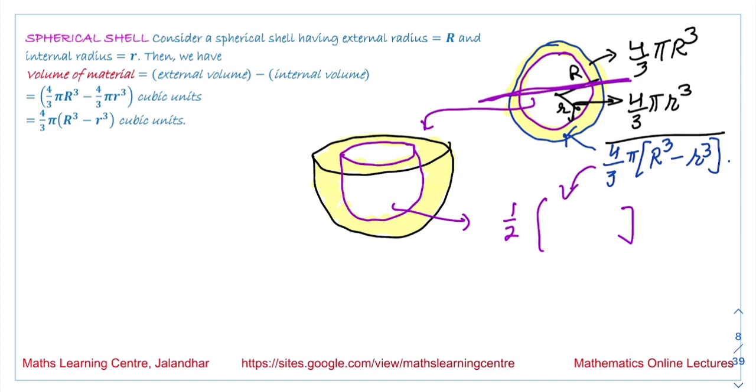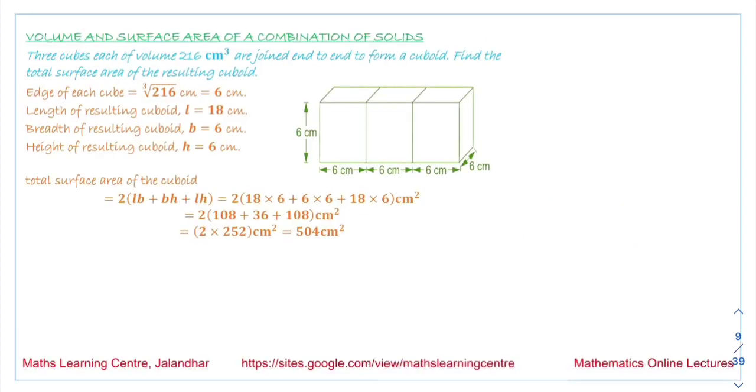Next, we have some problems based upon the volume and surface area of combinations of solids. The first question is that 3 cubes, each of volume 216 cubic centimeter, are joined end to end to form a cuboid. These are shown in the figure: this is the first cube, this is the second cube, and this is the third cube.